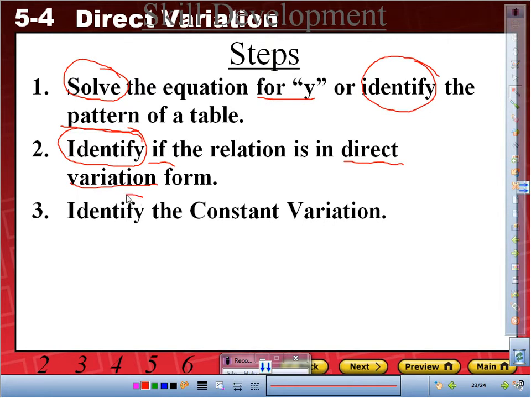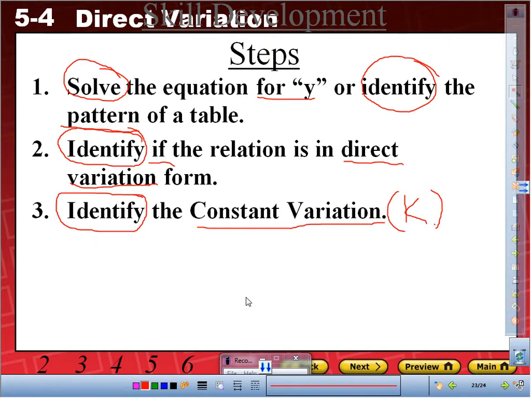And step 3, identify the constant variation. And at the end, I want you to write the letter K, because that's what we're going to be looking at in regards to the form. So let's see, once again: solve for y, identify the pattern. Identify direct variation, identify constant variation.